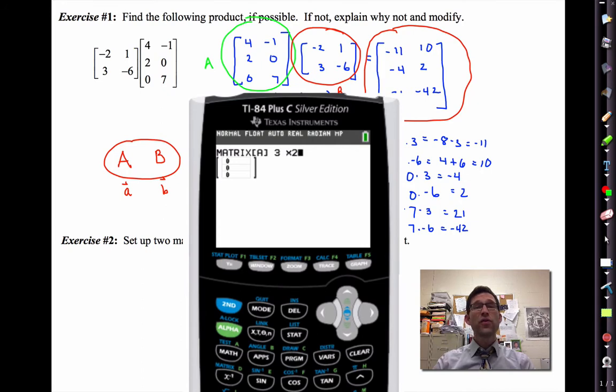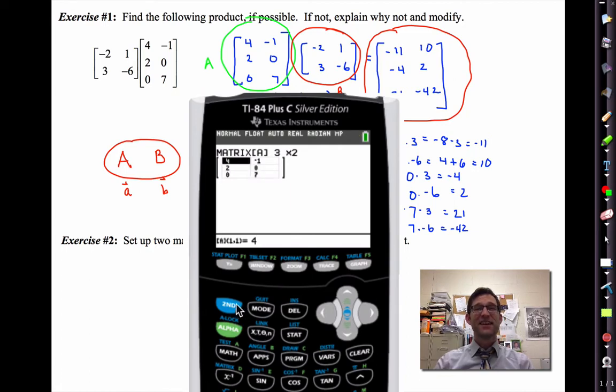And now the beautiful thing is I can just literally enter it by row. In other words, the cursor is literally on the first entry of the first row. So I put in 4, enter, -1, enter. Notice it immediately goes to the next row. 2, enter, 0, enter, immediately goes to the next row. 0, enter, 7, enter. That's it.